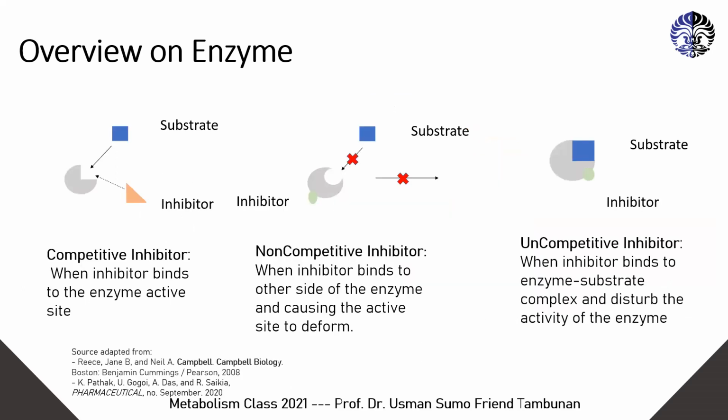There are three types of inhibitor. First is the competitive inhibitor, when the inhibitor binds to the enzyme active site. Then the non-competitive inhibitor is when the inhibitor binds to another site of the enzyme and causes the active site to deform. The third is the uncompetitive inhibitor, when the inhibitor binds to the enzyme-substrate complex and disturbs the enzyme activity.